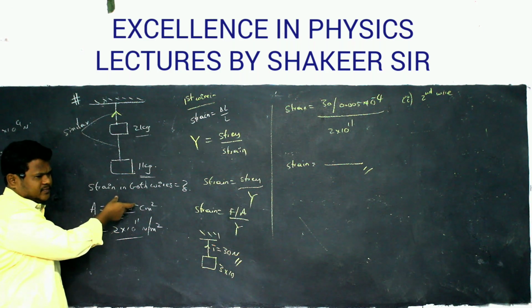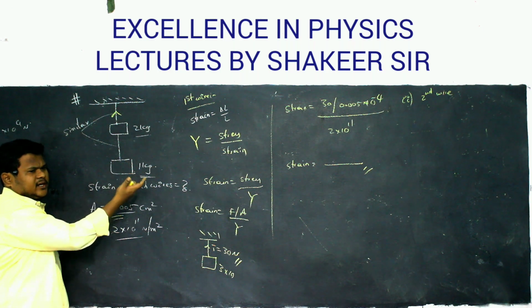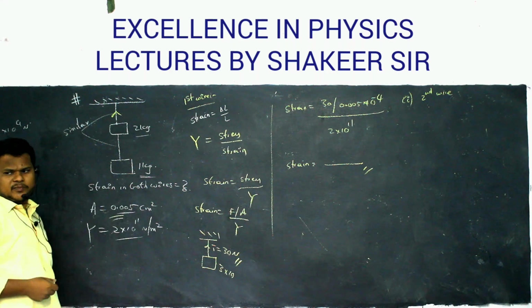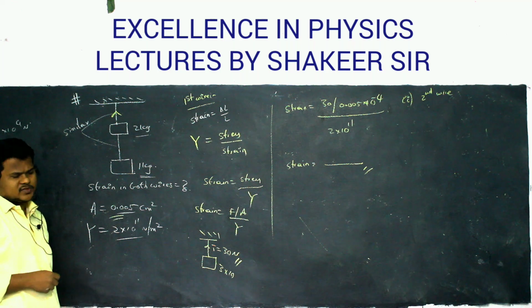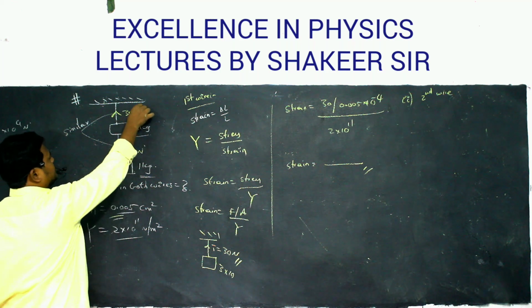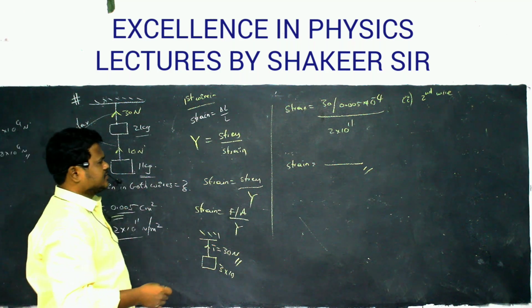Only a 1 kg body. So tension will be only 10 Newton. Weight of this body is 1 into 10, 10 Newton. So tension developed will be 10 Newton. So here tension is 10 Newton. Here tension is 30 Newton. So again use the same relation.